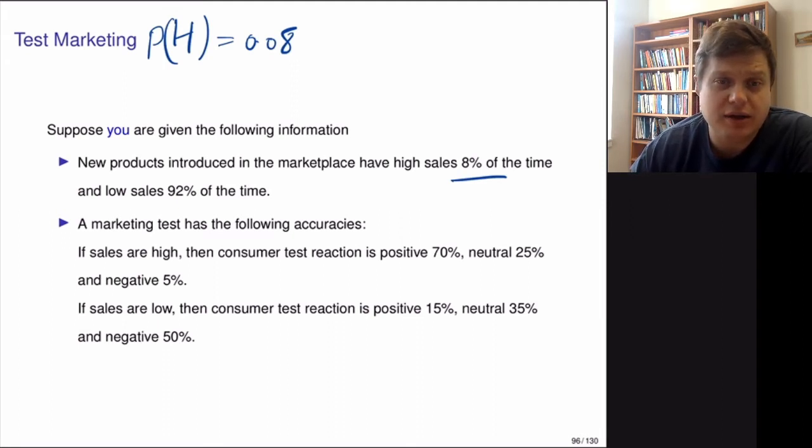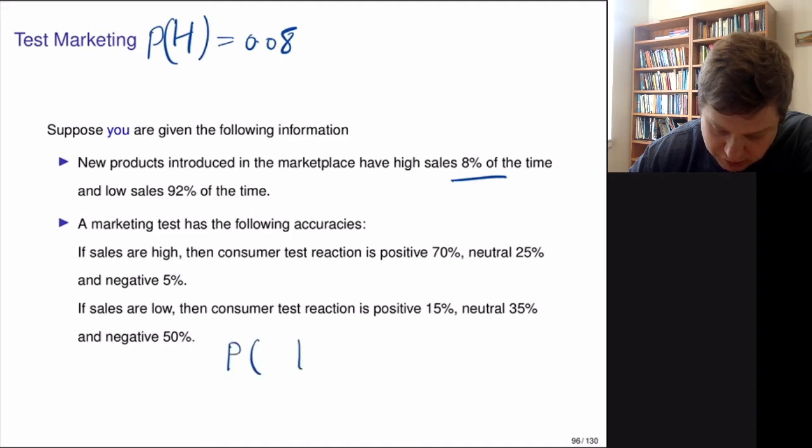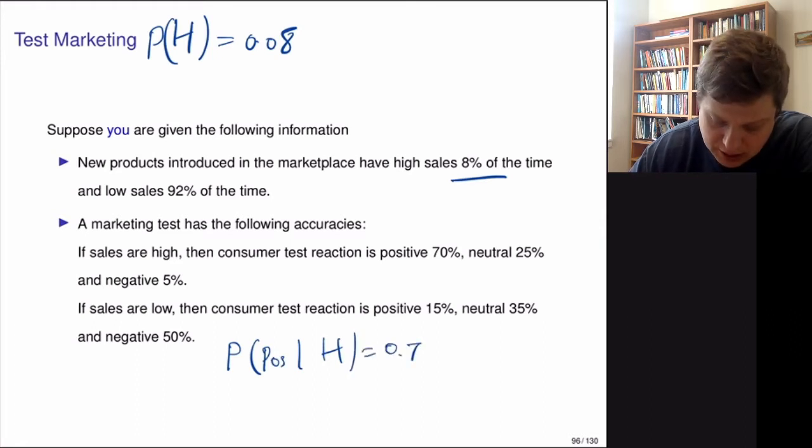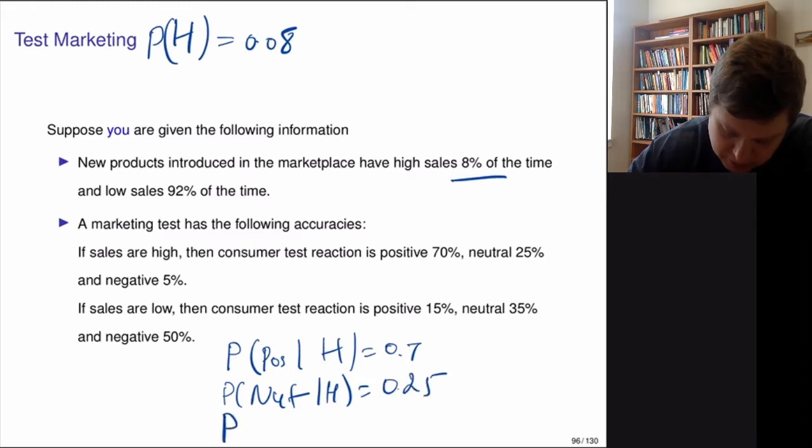If sales are high, then the consumer test reaction is positive in 70% of the cases. So in other words, for the product that had high sales, in 70% of the cases there was a positive reaction to the product. And a neutral reaction in 25% of the cases, so we have a neutral reaction for the high sales product in 25% of the cases. And the rest of the time, 5%, people reacted negatively to the product that had high sales.